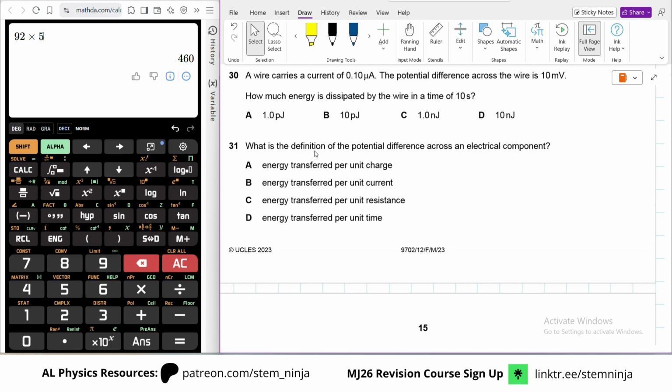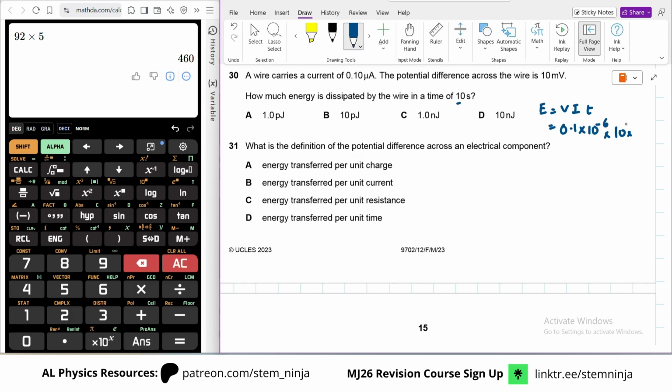A wire carries a current of 0.1 microamperes. The potential difference across the wire is 10 millivolts. How much energy is dissipated by the wire in a time of 10 seconds? So energy is equal to VIt. We need to convert them into amps and volts: 0.1 times 10 raised to power minus 6 amps, and 10 raised to power minus 3 volts.